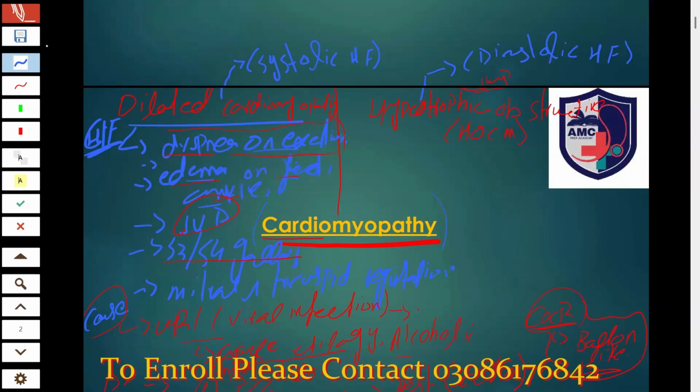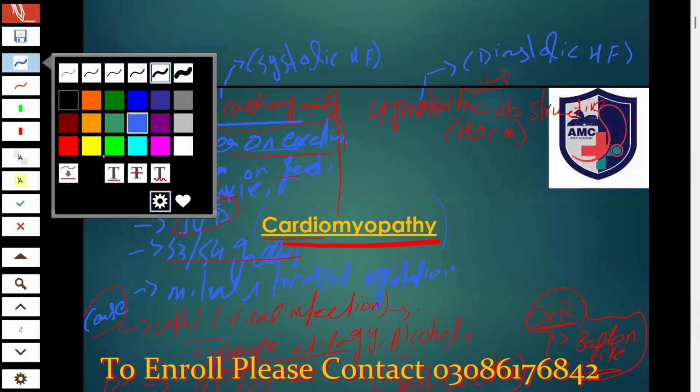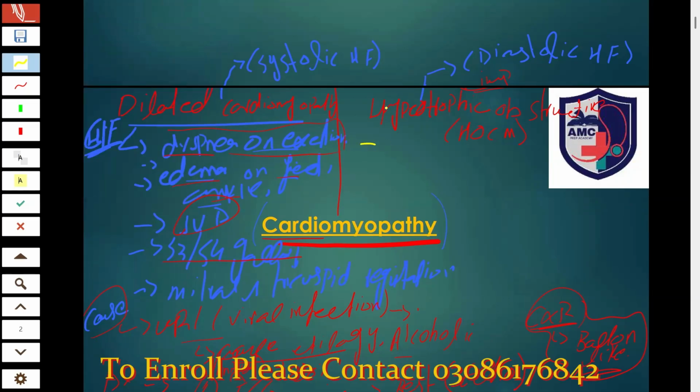Now we will discuss the hypertrophic obstructive cardiomyopathy. This is important from exam point of view. So what is HOCM? I think you know about HOCM.